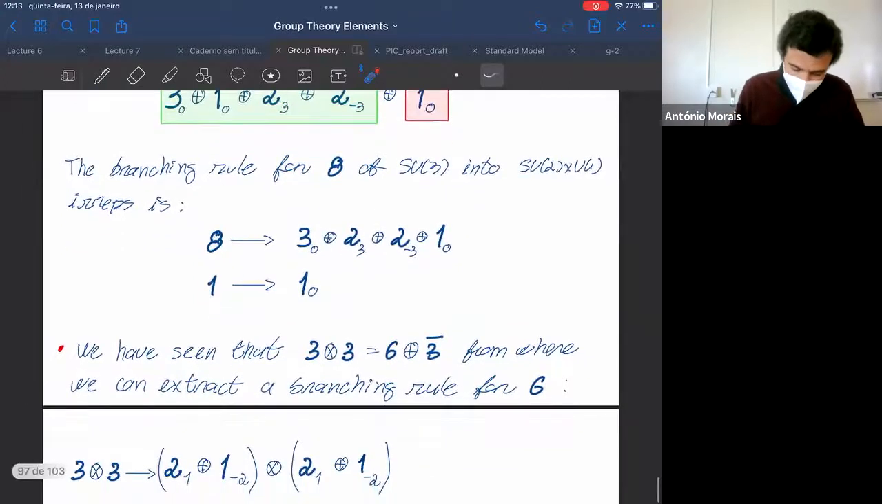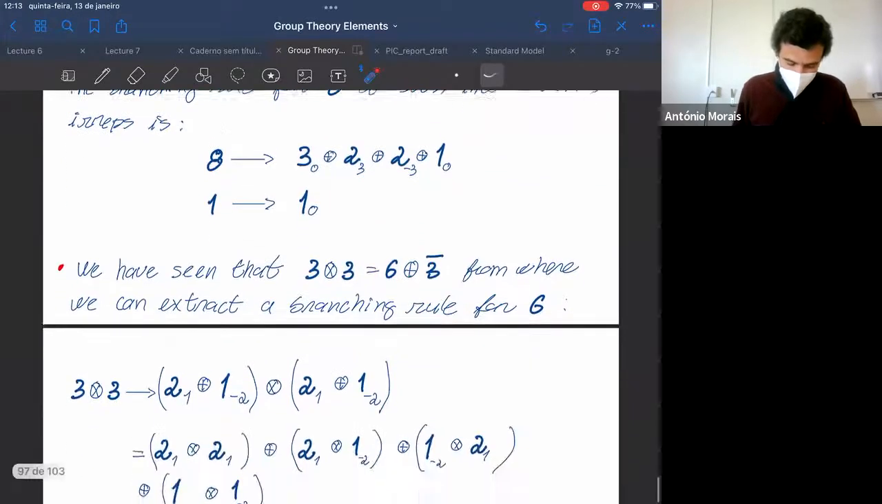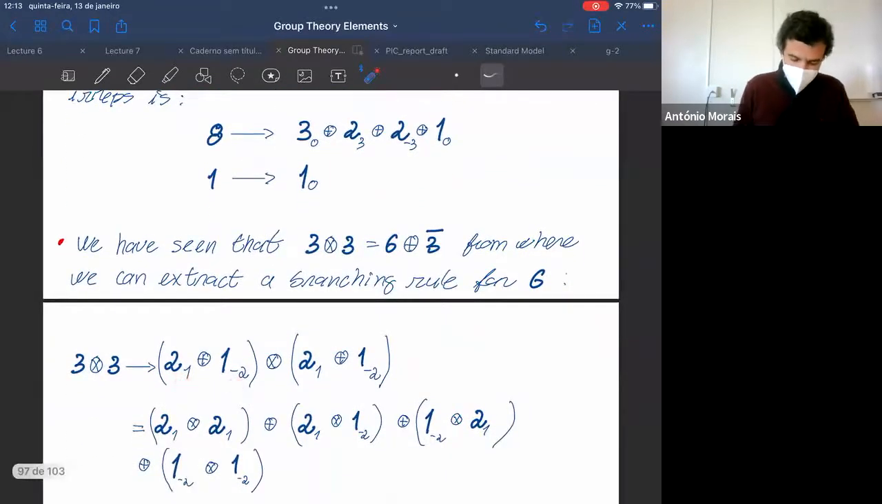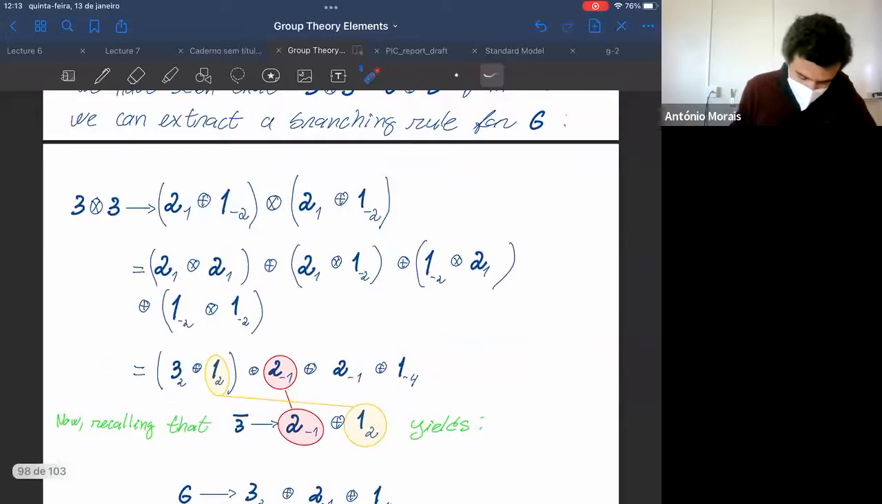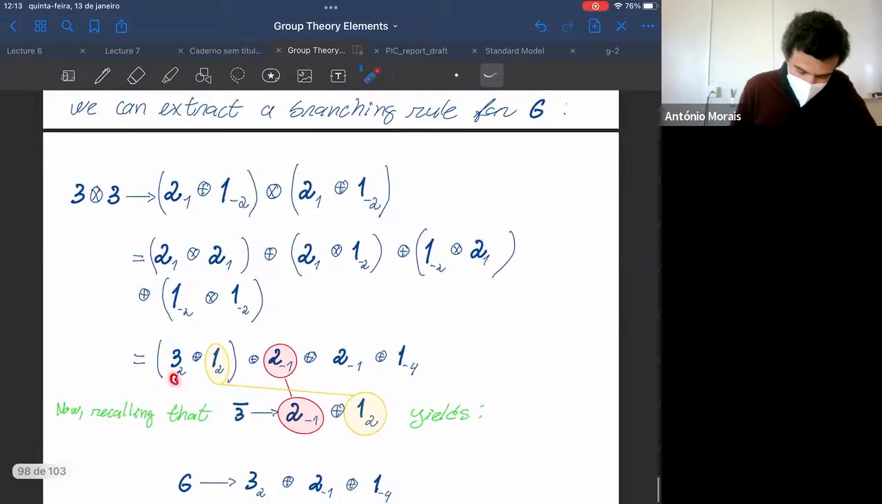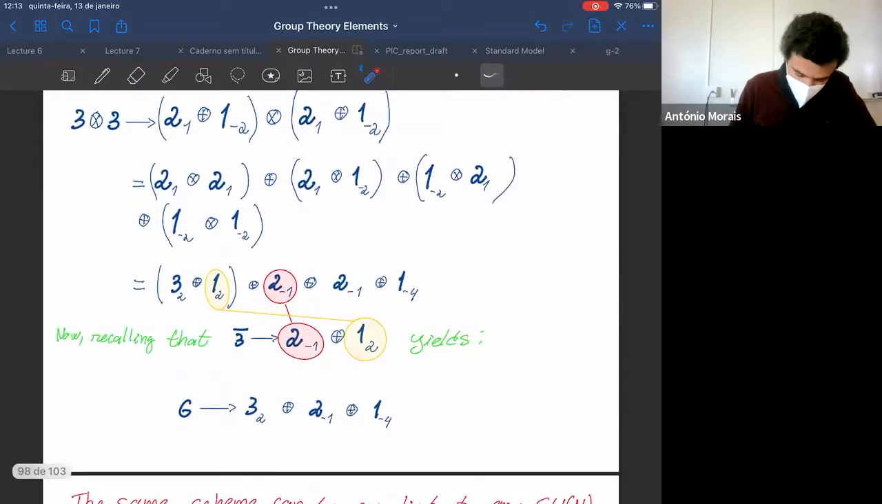For example, for the 3 times 3, which we have seen is 6 plus 3 bar, you do the same thing. Now 3 times 3 is 2 plus 1, 2 plus 1 with hypercharges here. You do the same procedure. And at the end, you get this 3 plus 1 plus 2 plus 2 plus 1 with the sums of the hypercharges. Then you know that the 6 branches out in this way, right?